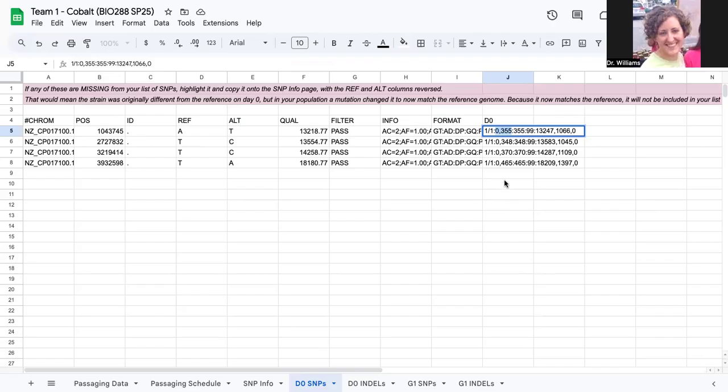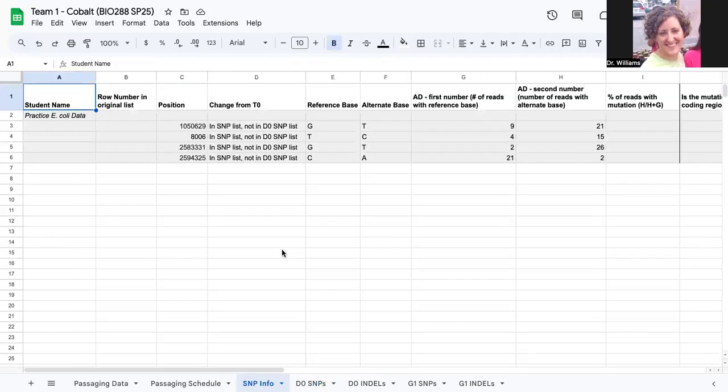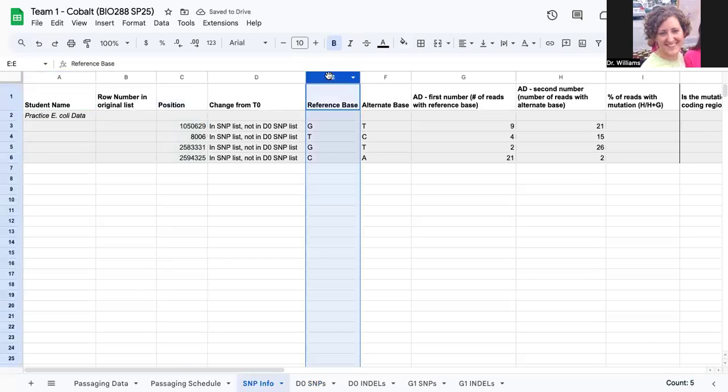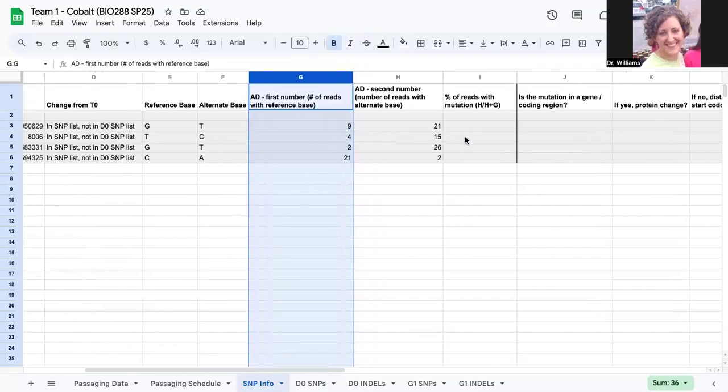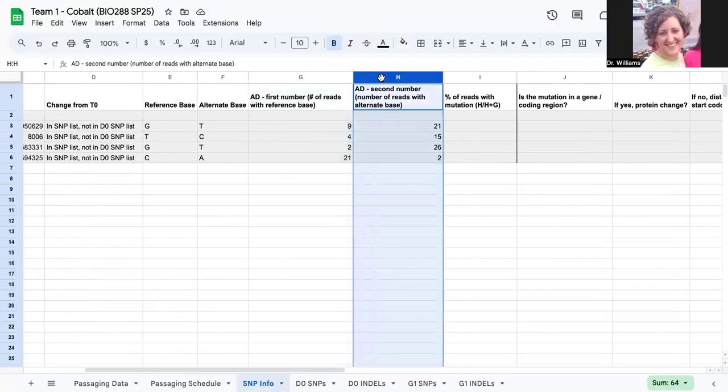So those numbers, the 0 and the 355, in addition to position, reference, and alt, are what you may bring over to your SNP Info page, right? Here's the position, the reference base, the alternate base, and then those two AD numbers. Again, the first number is the number of reads with the reference base, and the second number is the number of reads with the alternate base.